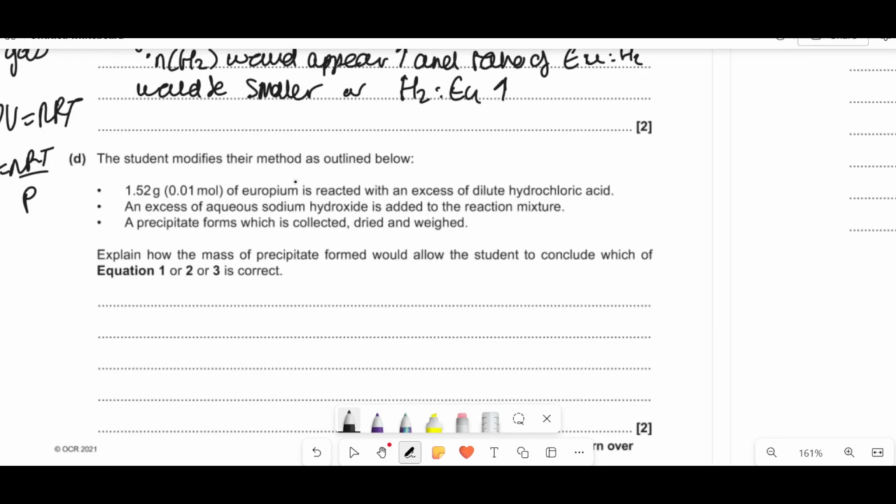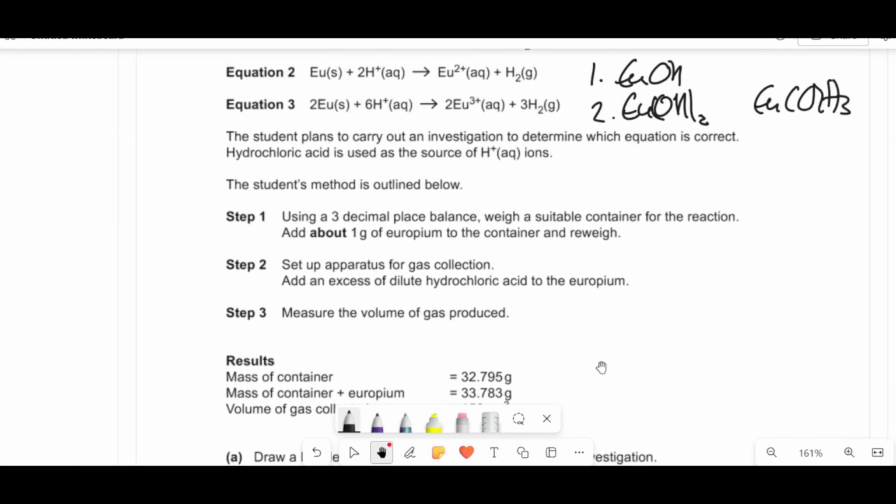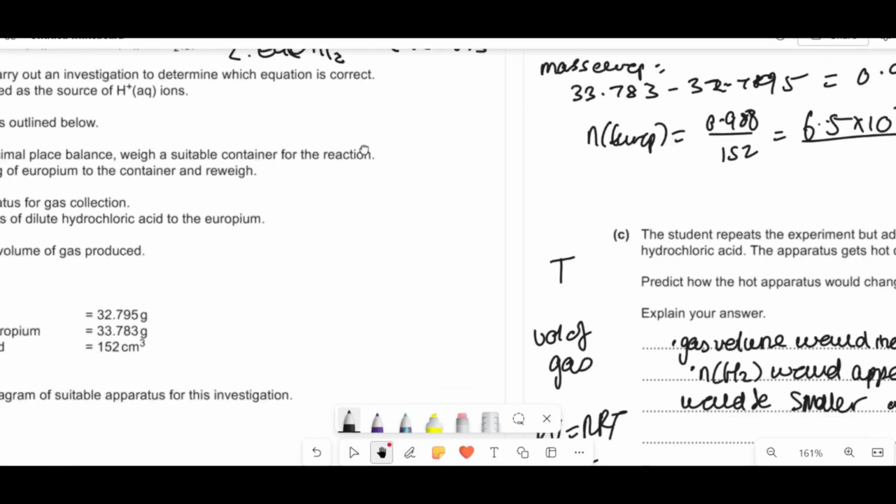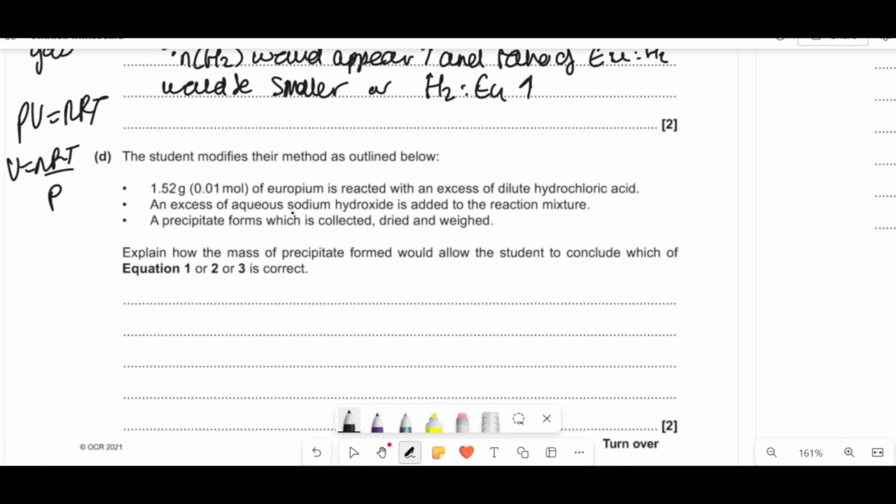So the student modifies their experiment. What they've done is they've got 0.01 moles of europium. They react with an excess of dilute hydrochloric acid, add aqueous sodium hydroxide, and a precipitate forms, right? If we have a look at the original part of this question, all of these reactions with acid eventually make Eu ions. Can you see how there's 1 plus, 2 plus, 3 plus? So the precipitate that's formed must have probably been it reacting with the OH minuses here. So we would have ended up with possibly EuOH, or Eu(OH)2, or Eu(OH)3.